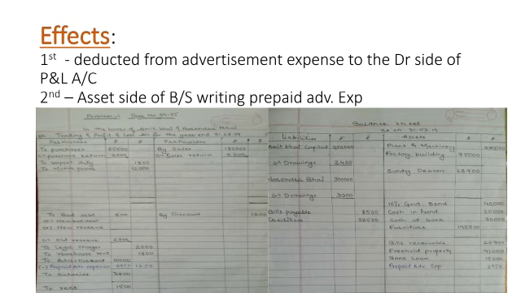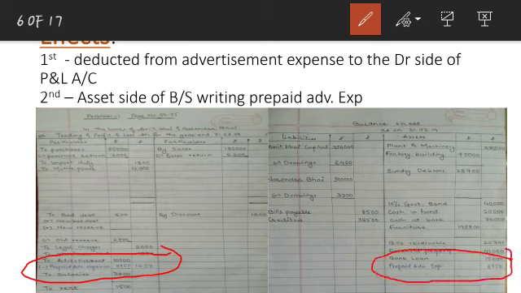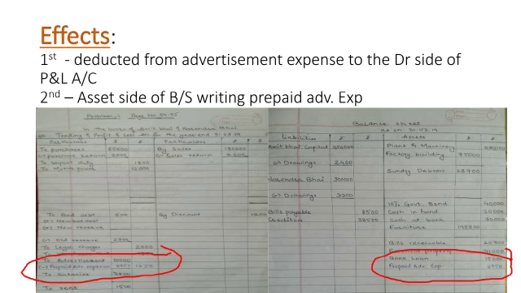Our advertisement expenses was given to the debit side of profit and loss account here. So advertisement was already mentioned 10,000. We need 1250 in the outer column, means for this year. So we will reduce 8750 writing less prepaid advertisement expenses. The next effect goes to here asset side. Prepaid advertisement expenses, whatever amount we have deducted can be written here in asset side, that is 8750.